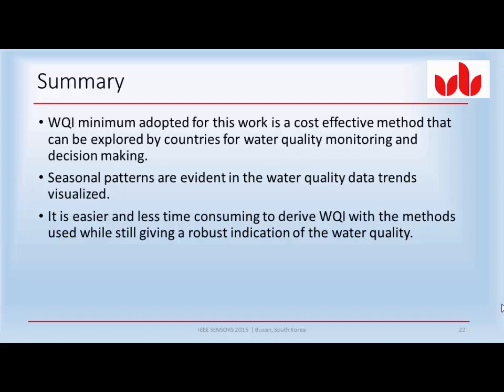You will find that it is the same kind of pattern that we obtain for the water quality index minimum. This also shows the seasonal patterns in the water quality data trends as they are visualized. And it is easier and less time consuming to derive the water quality index with the methods used, while still giving a robust indication of the water quality.